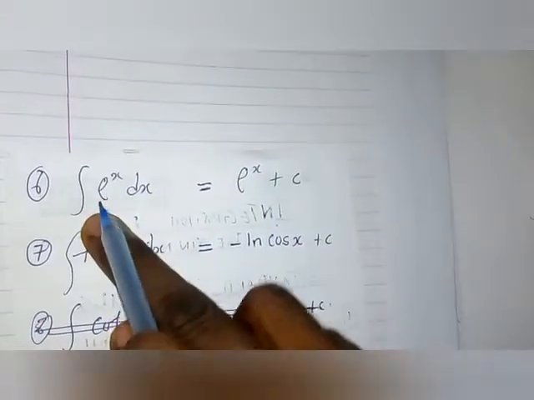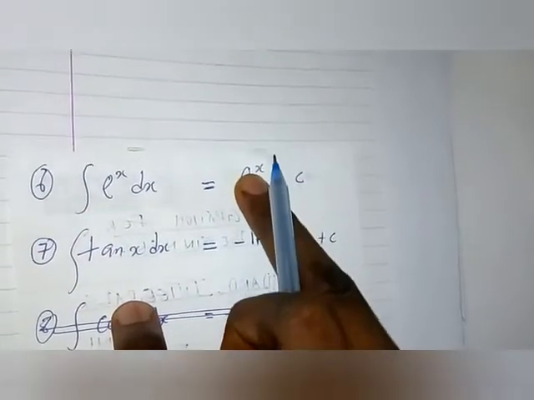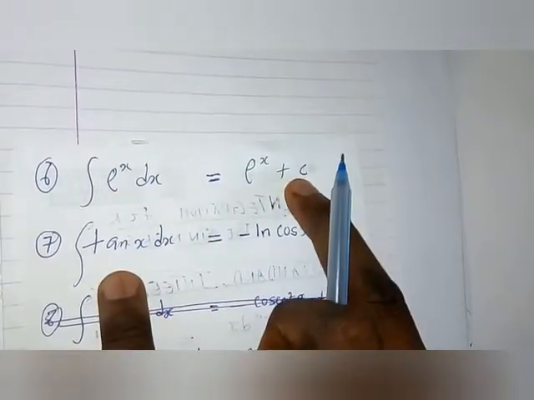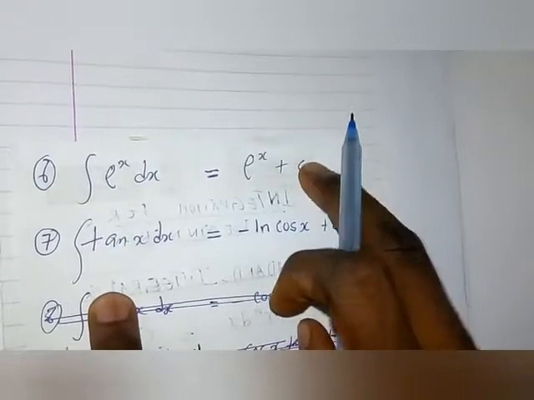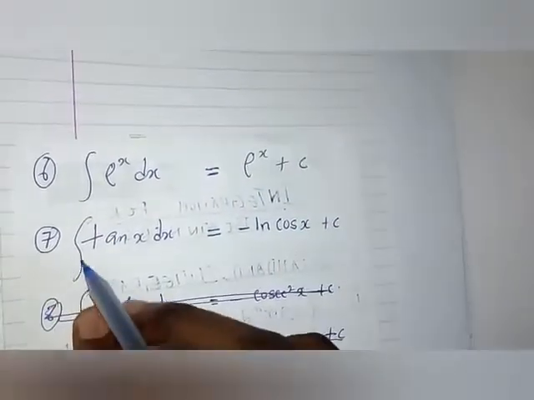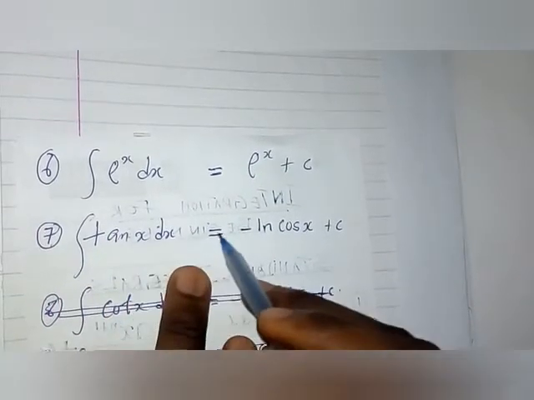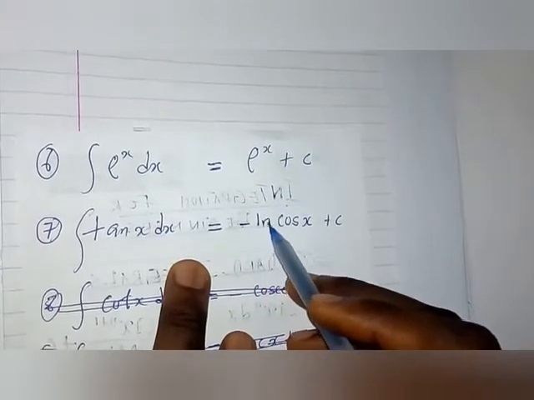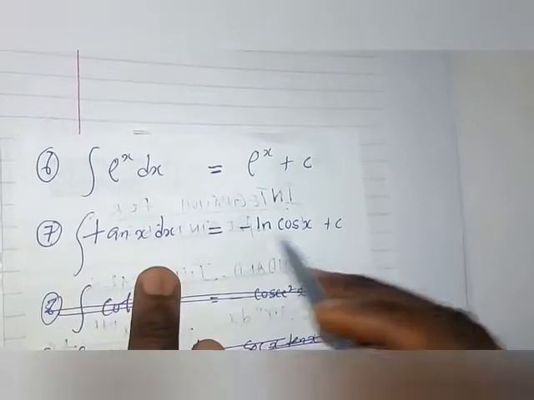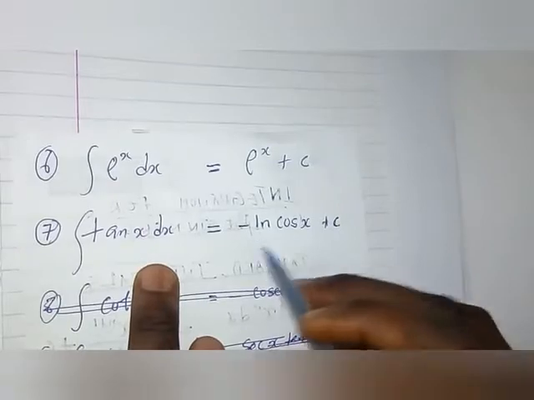We have exponential x. The integral of exponential x is exponential x. Since if we differentiate this, we get this again, the integral of this is also this. So plus the habitual constant c. We always put this at the end of your answer, the habitual constant. We have the 7. We have tan x again, is negative ln cos x. There's a way we arrive at this. So the integral of tan x is negative ln cos x, plus the habitual constant.